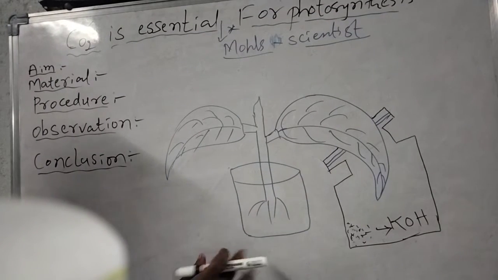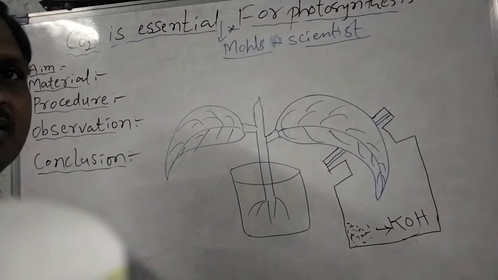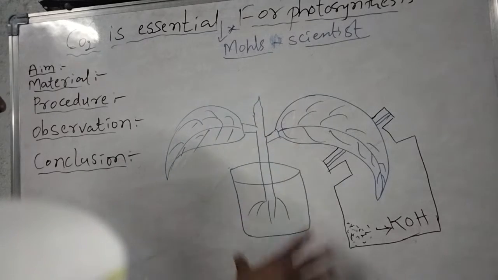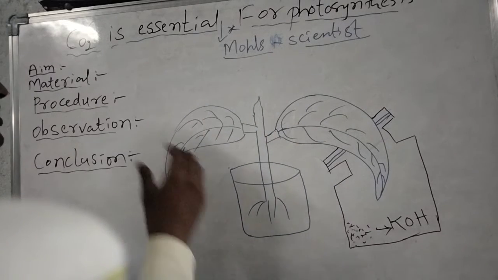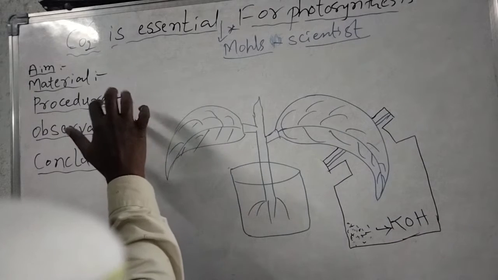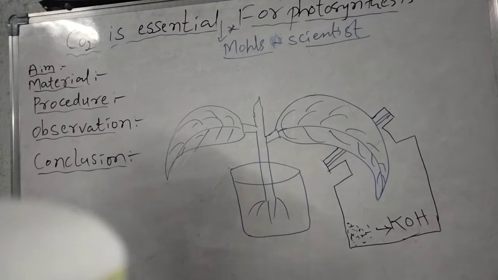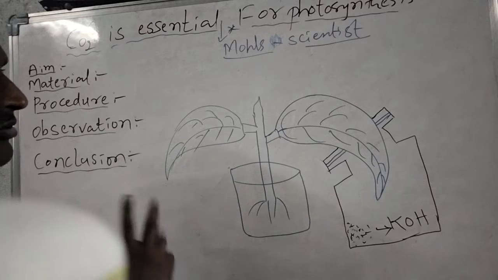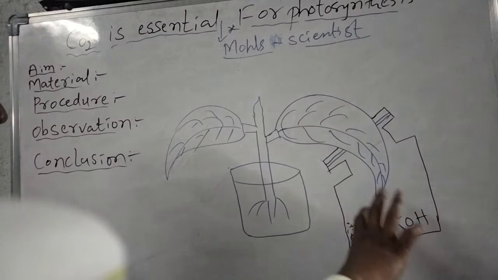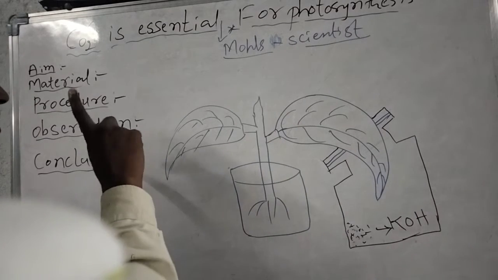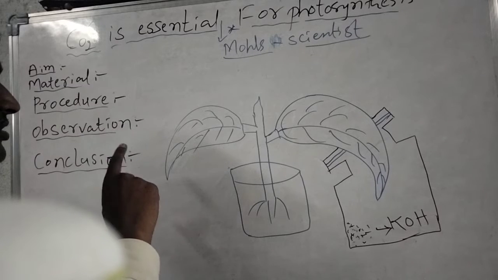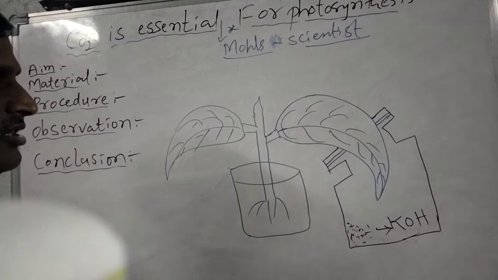So this is an activity. This activity, okay, let us start with some basic steps which are aim, material, procedure, observation, conclusion. These are the steps that we have to follow. Whenever we do an activity, we should follow these steps: aim, material, procedure, observation, conclusion, right?